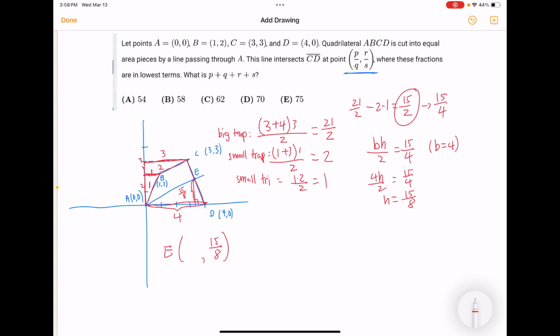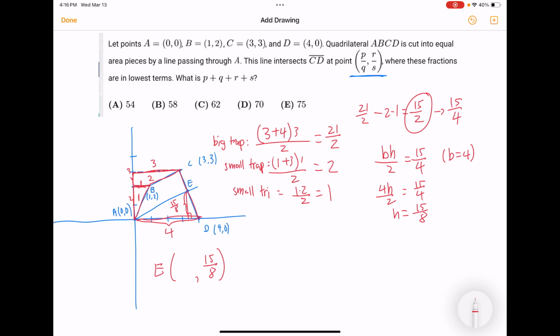And now we just need to find out the x-coordinate. Okay, and if we notice here, point E is on line CD. And because we already know the y-coordinate of point E, that means that if we can find the formula for line CD, then all we have to do is plug in the y-coordinate into that line to find out the x-coordinate value. So first we need to find out the equation for line CD. So first we need to find out the slope for that.